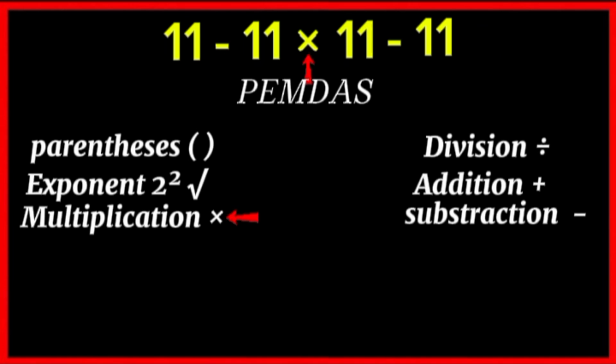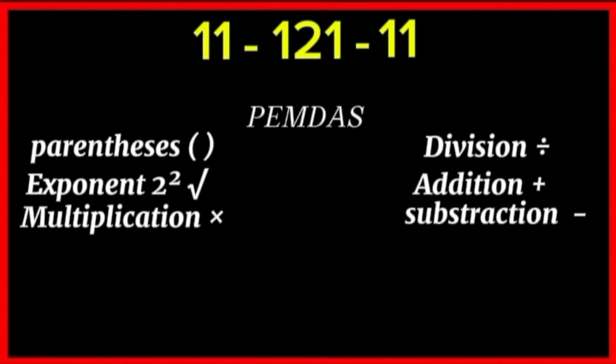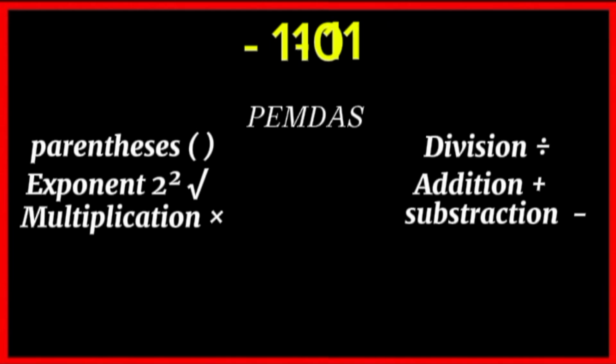Since multiplication has a higher priority than subtraction, we must first multiply 11 times 11. 11 times 11 gives us 121. So now the expression becomes 11 minus 121 minus 11. Next, we solve from left to right. 11 minus 121 gives us negative 110. Then negative 110 minus 11 gives us negative 121. So the correct answer is negative 121, not 0.